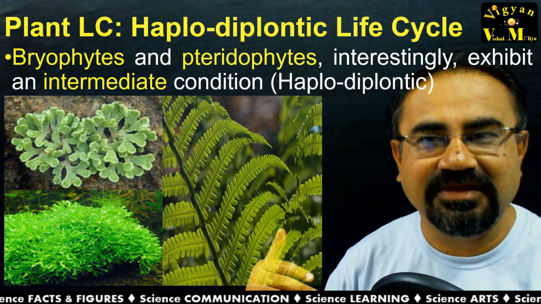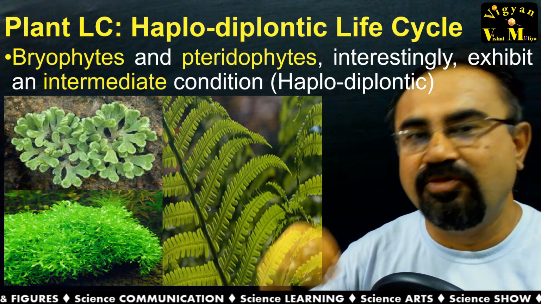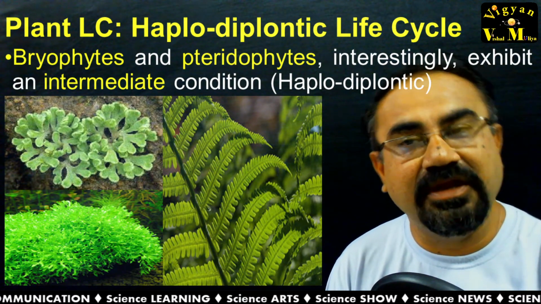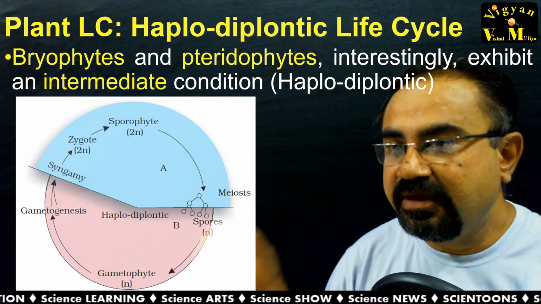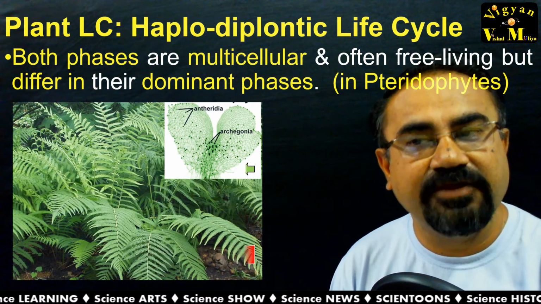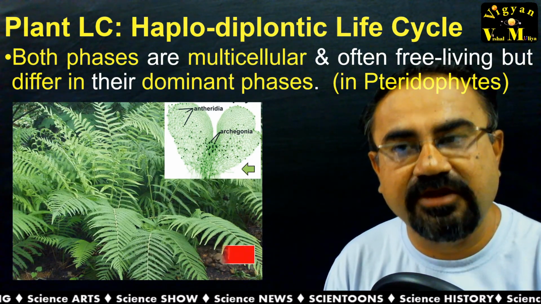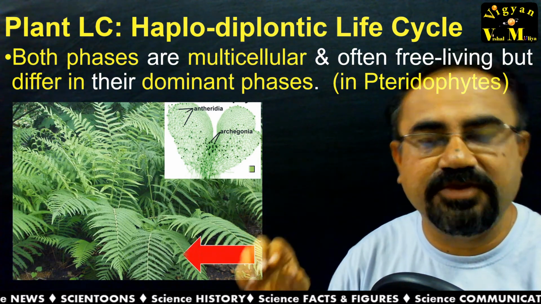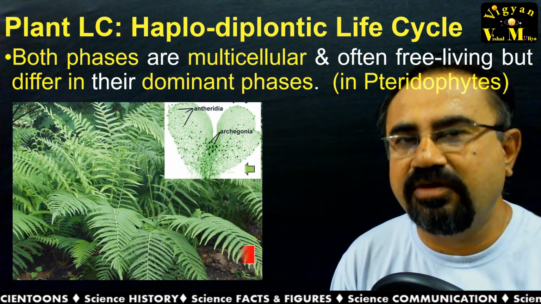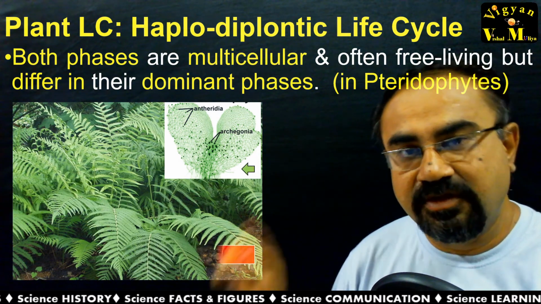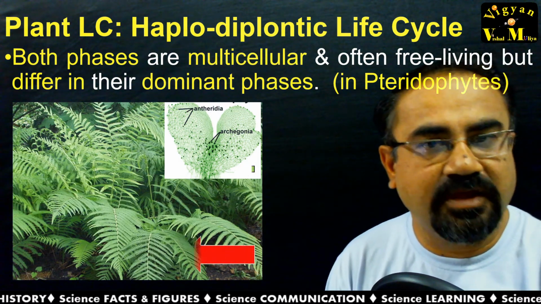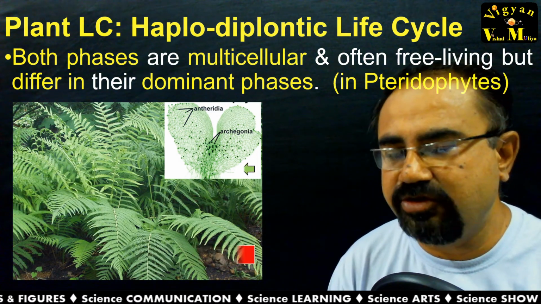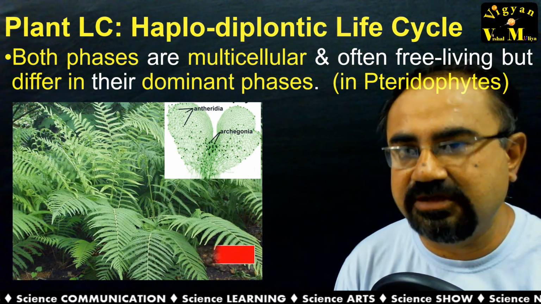So both have a multicellular condition, both are free living, but there is a little bit of difference. Like in the Pteridophyte, the dominant phase is the sporophyte, while the haploid condition is represented by a very small gametophytic condition. One can see both with the arrows. The green arrow is the gametophyte, while the red arrow shows the sporophytic condition.